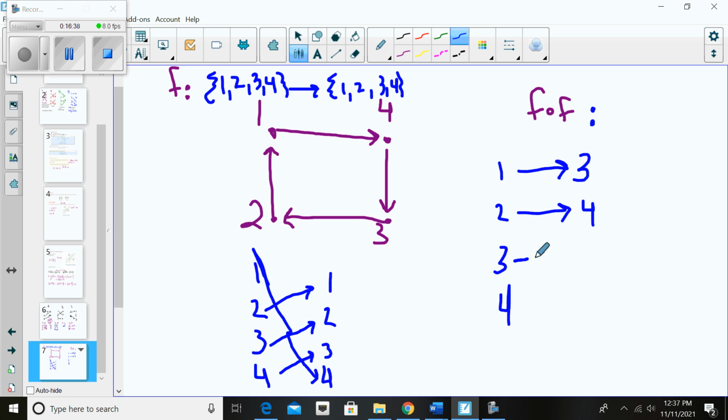Okay, 3 maps to 2. Put 2 back in the function. 2 maps to 1. 4 maps to 3. Put 3 back into the function, and 3 maps to 2. And so that would be the composition.